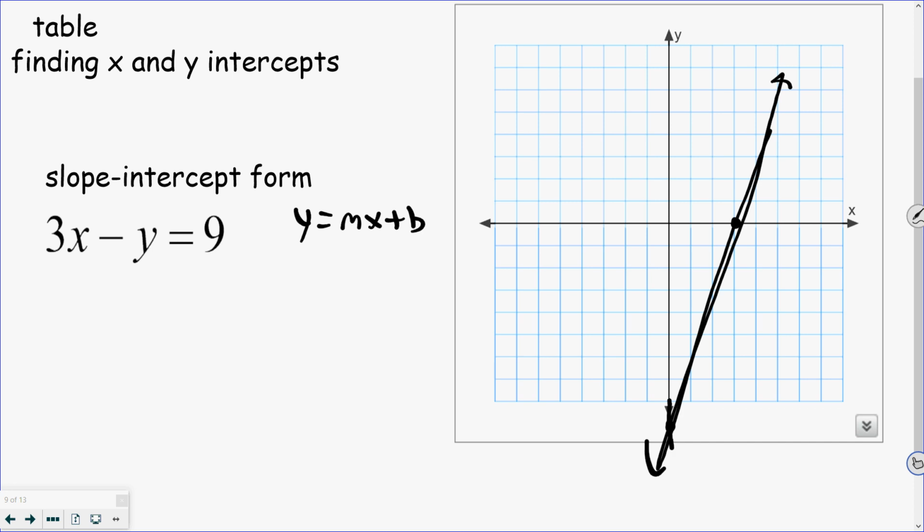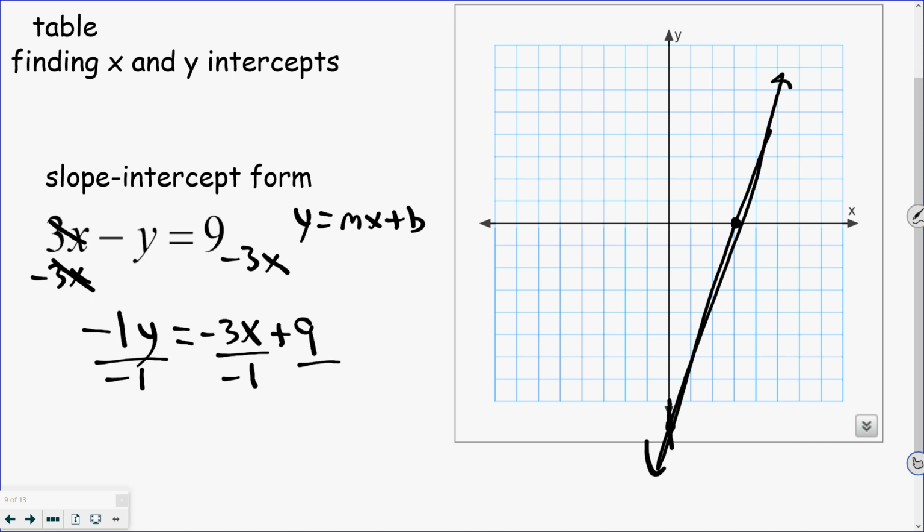So you always start by subtracting the x term. So I'm going to subtract the 3x over to that side. So I have negative y equals, instead of being 9 minus 3x, I'm going to flip them around. Make sure the minus stays with the 3x, and the 9 is positive, so it's plus 9. Negative y is like a negative 1, so divide by negative 1 all the way through. So I end up getting y is equal to negative 3 divided by negative 1 is 3, and 9 divided by negative 1 is negative 9. So there's my slope-intercept form. So 3 is my slope, that's m, and negative 9 is my y-intercept.